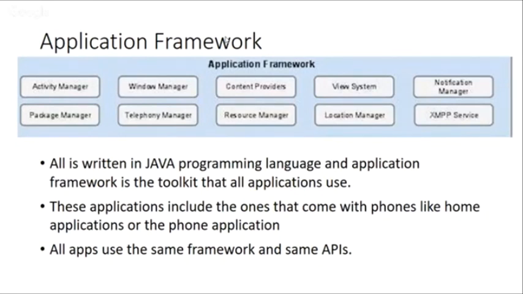All the apps use the same framework and the same APIs. If you are using, say, the location manager, it is using some API version. That API version should be supported by the corresponding smartphone. If the smartphone has a version lower than the desired API level for the location manager, that app will not be able to work. The version should be greater than or equal to the version designed for a particular manager, so the smartphone should be capable of it.